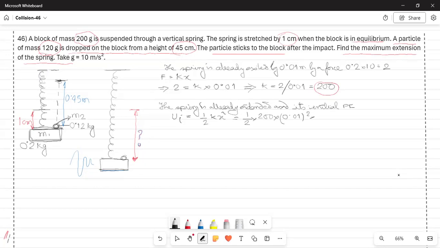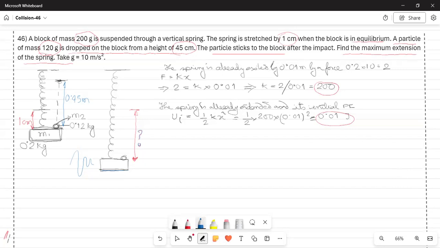This is equal to 0.01. So the initial potential energy of the spring before the impact is already 0.01 joule. This also we shall need later on to solve the problem. Now let us find at what velocity the small body, the 120-gram body, strikes the big body.